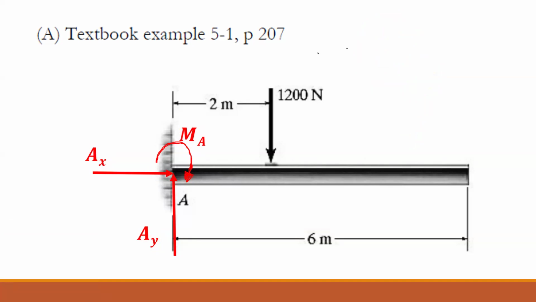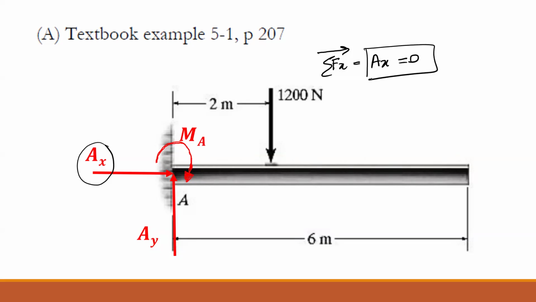Okay, if you consider all the forces in the x direction, tell me what are the forces in the x direction? Do we have any force in the x direction? Yes, we have this one, AX. So AX, that's all we have. So AX is equal to 0. AX can't be any force, it should be 0. So we found one unknown. Am I right?